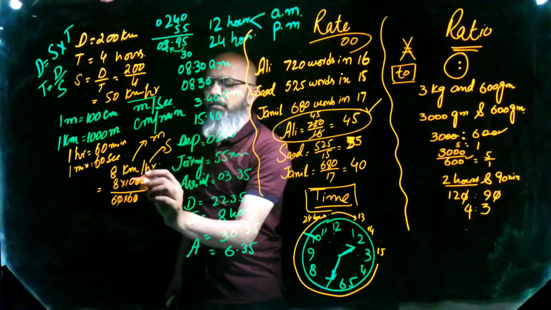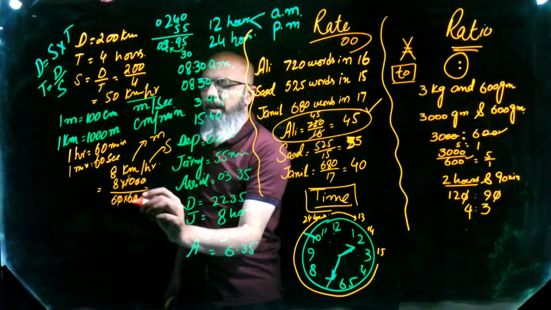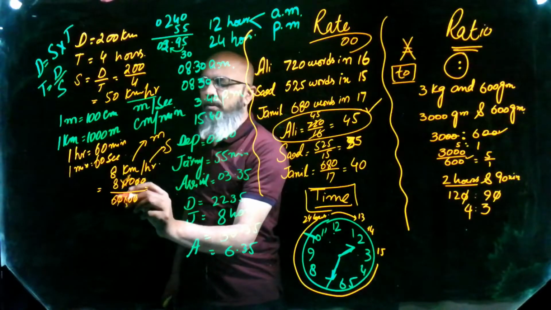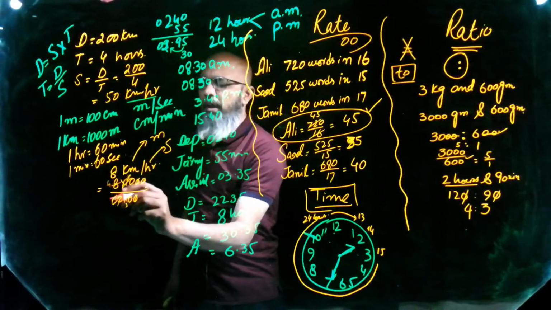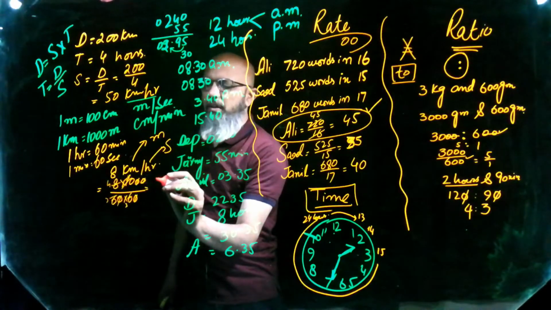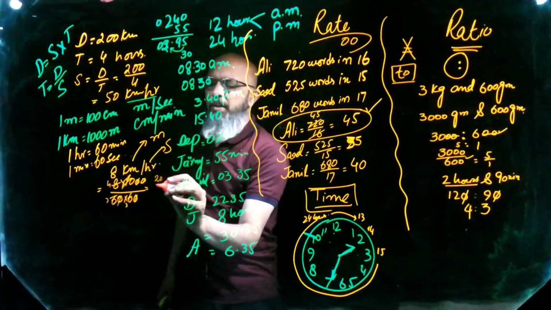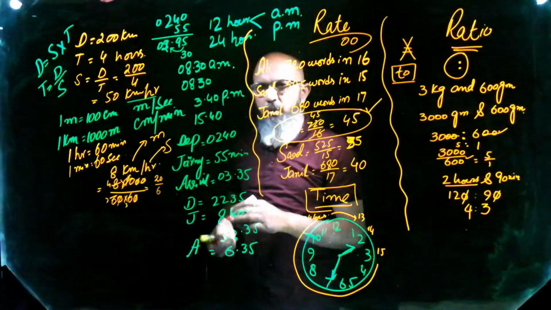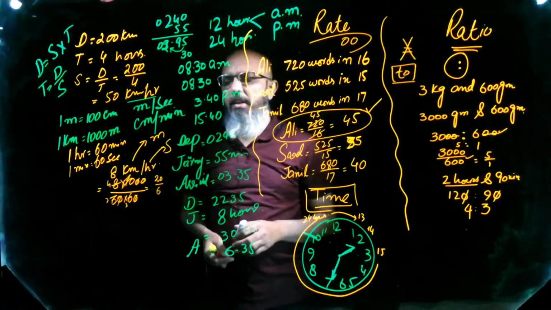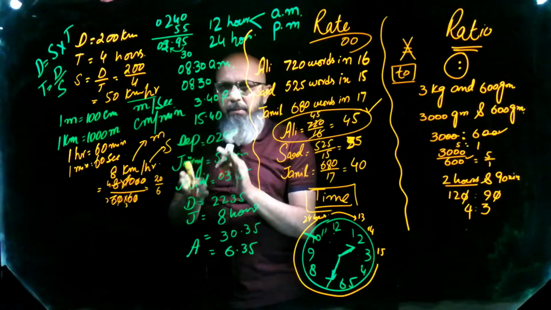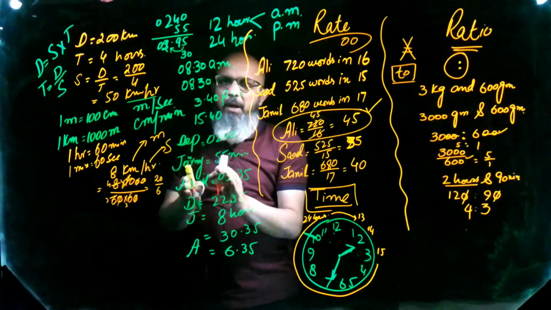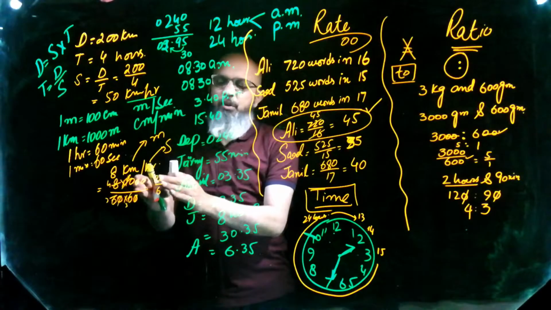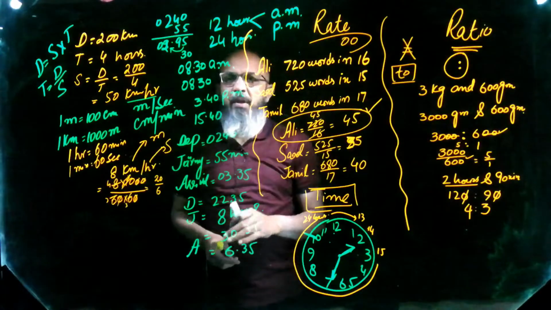Now 5 and 3, 4 and 3, 5 fours are 20 over 3 threes are 6. So in this way you can divide and get your answer. It means if you want to change kilometer per hour, you will multiply with 1000 and divide by the time.